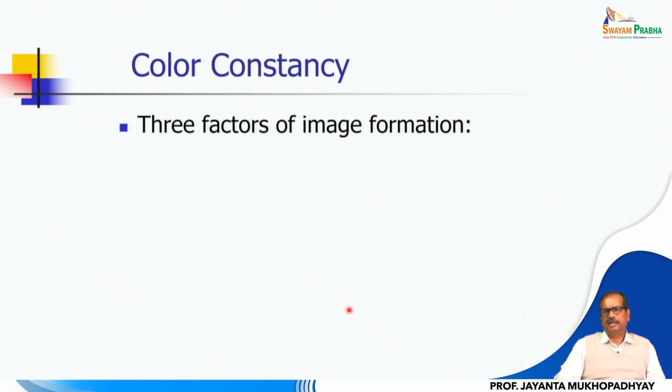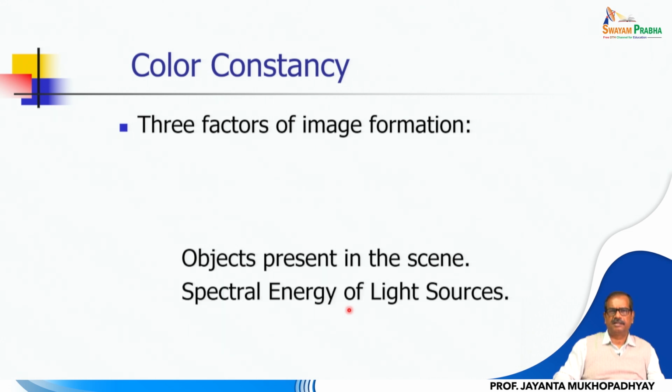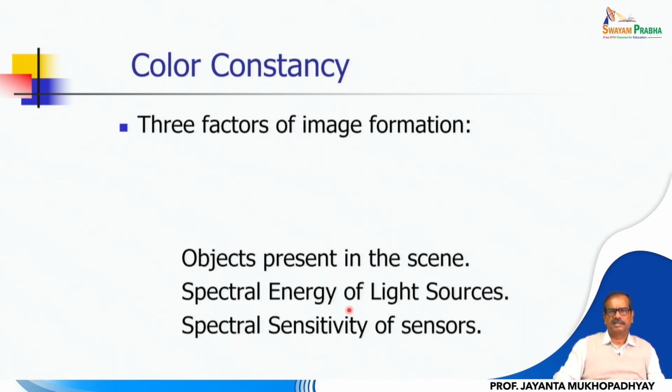coefficient, or I should say reflectance, the variation of reflectance along wavelengths, and then the sensor. So, what are the characteristics of the sensor sensitivity over the wavelengths. So, these three factors are important: one is the objects present in the scene, that is the reflection part, then the spectral energy of light sources, and then the spectral sensitivity of sensors.